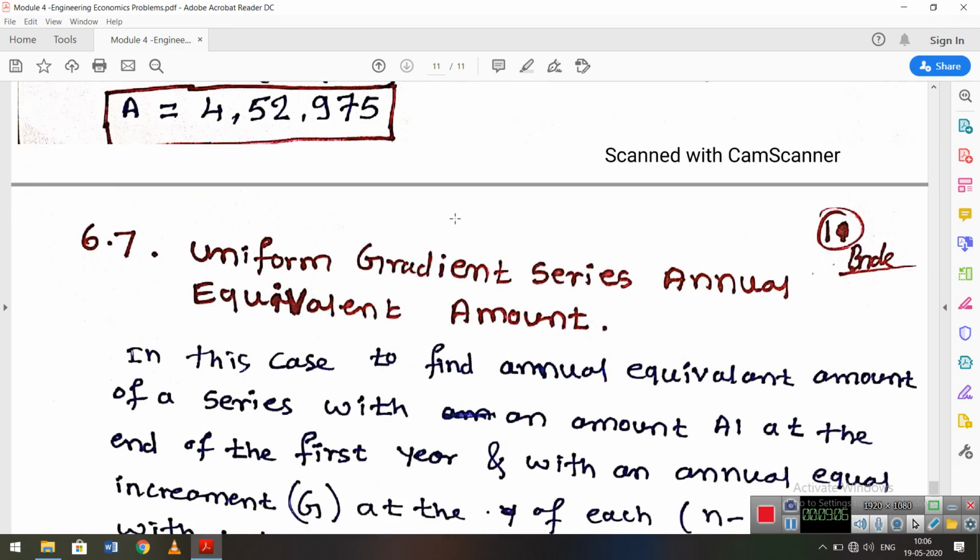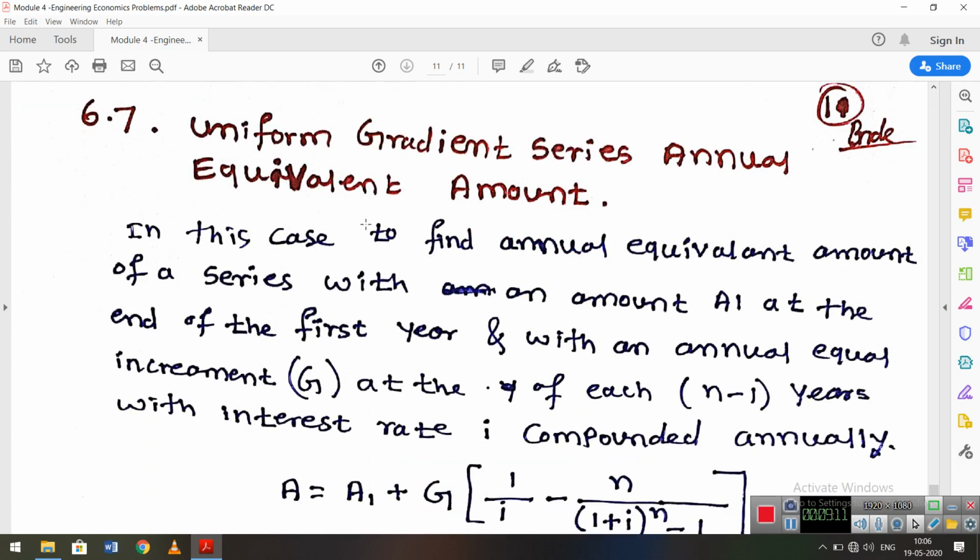That is good. Next, uniform gradient series annual equivalent amount. Uniform gradient means a gradient, an inclined line. Here we discuss how to find the annual equivalent amount of a series with an amount A1 at the end of the first year, with an annual equal increment G at the end of n minus 1 years, with interest rate i compounded annually.